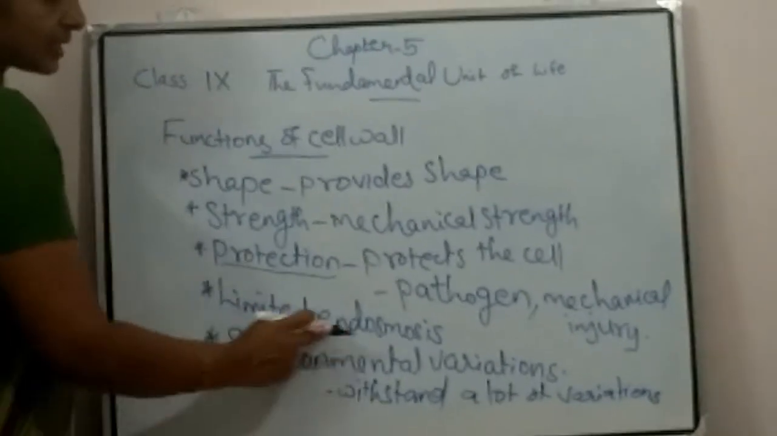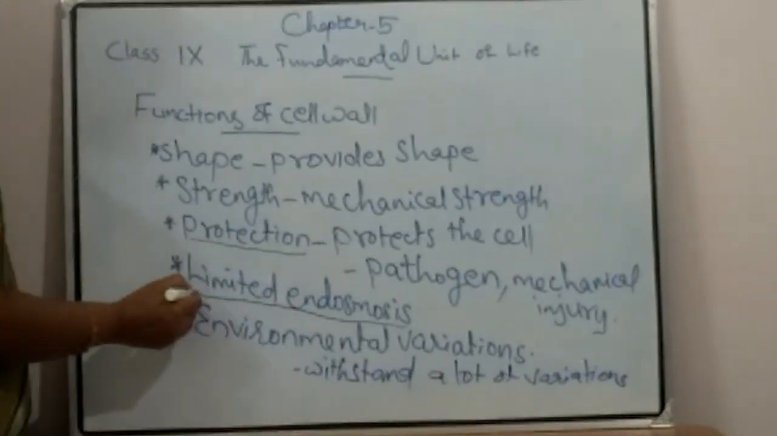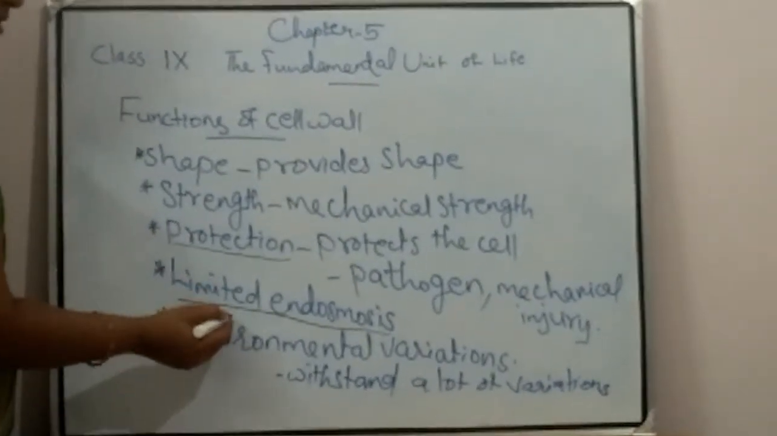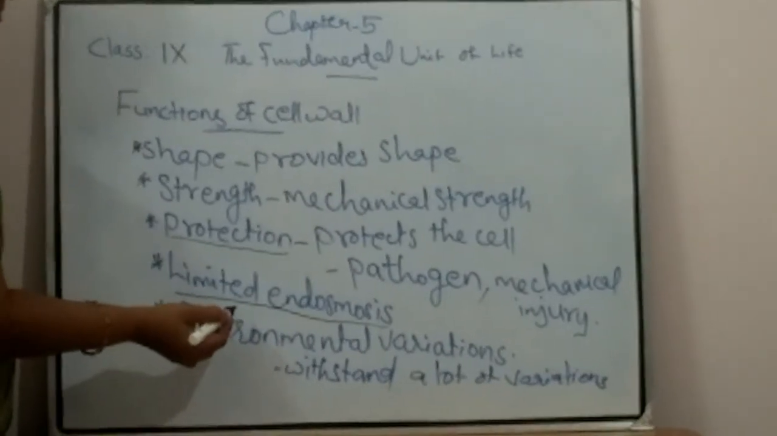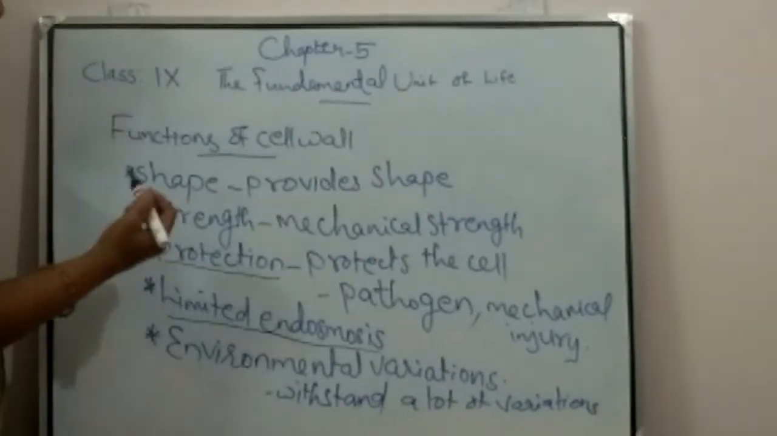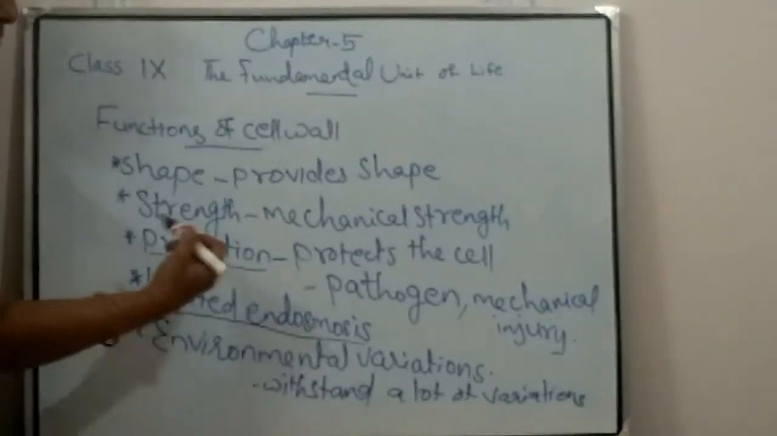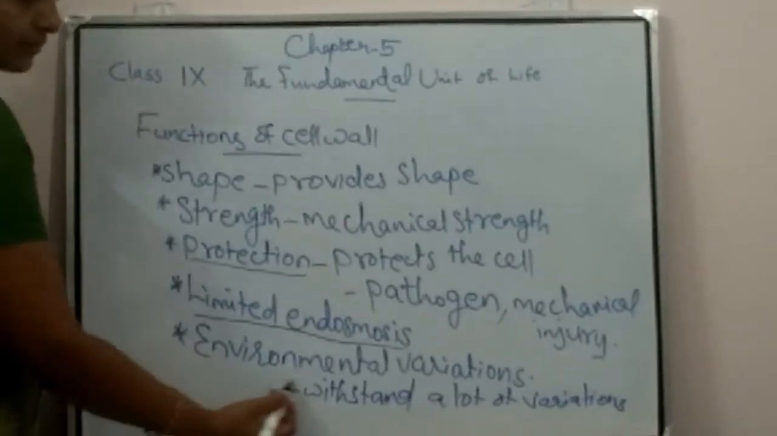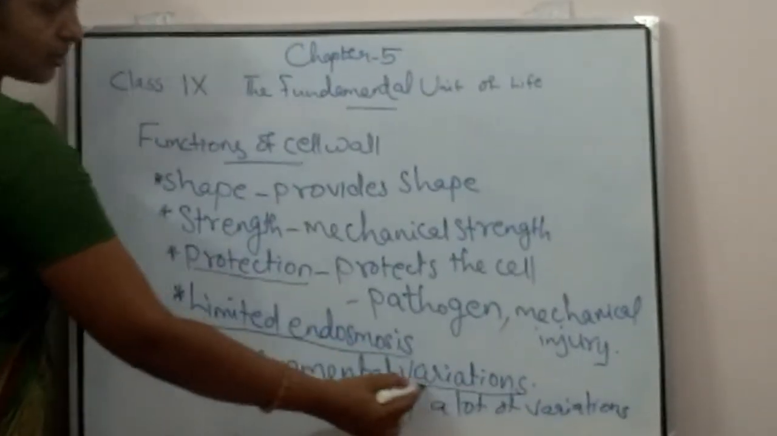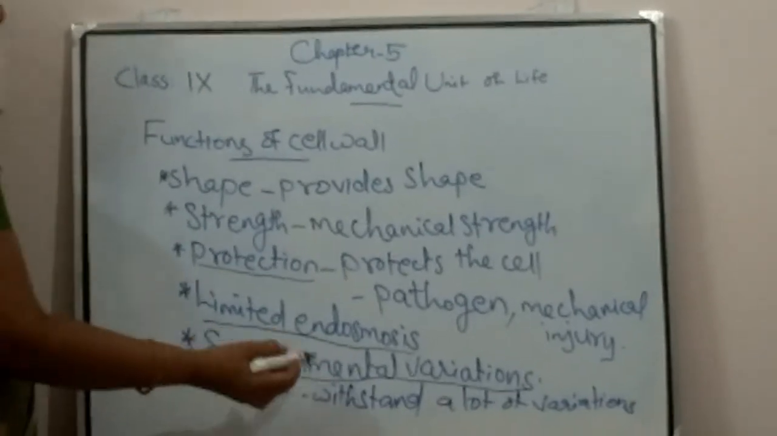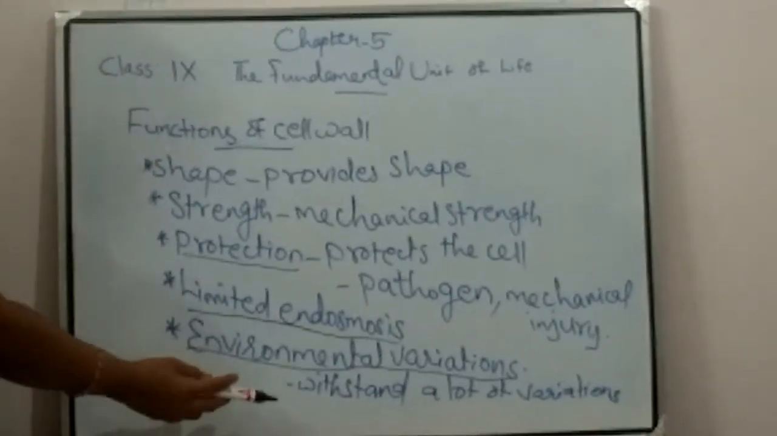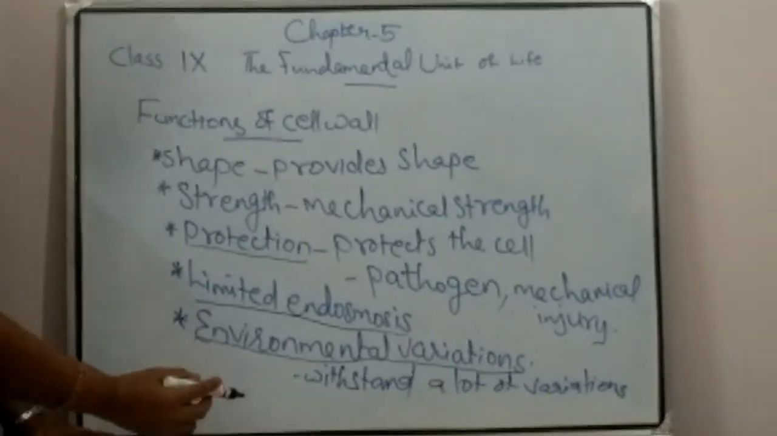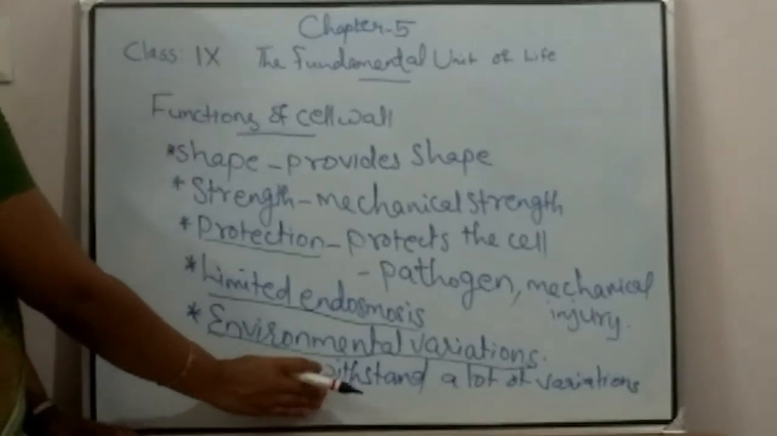So that is limited endosmosis, another function. So thus the cell wall prevents the cell from bursting. But in an animal cell, there is no cell wall, so there it ends in what? Bursting of the cell. But here it limits that endosmosis process, so there is no bursting in the plant cell wall. Another one is environmental variations. Because of the cell wall, the plant cell can withstand a lot of variations in the surrounding medium as compared to the animal cell.